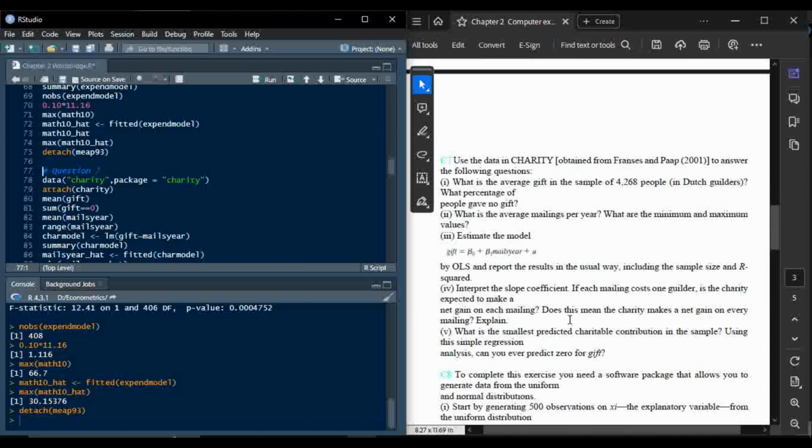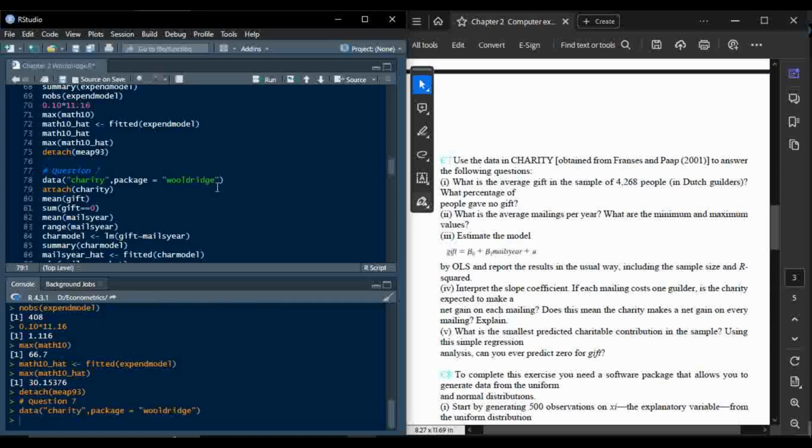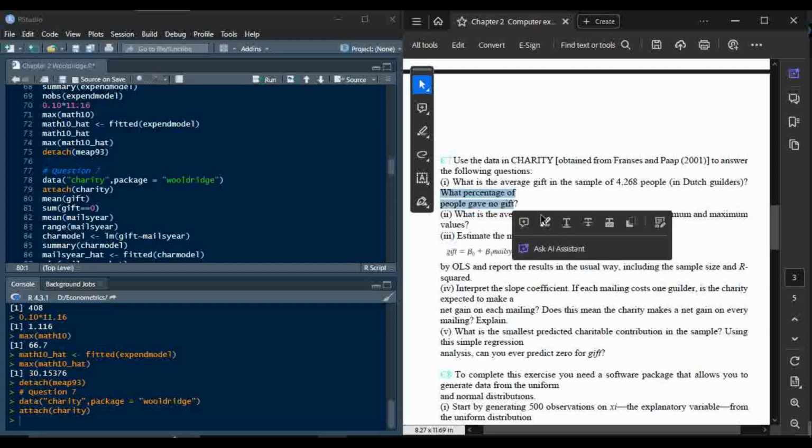Question number 7 uses the dataset charity. So let's pass this command data charity and package is Woolridge. Attach this dataset charity. Now let's look at the first question. What is the average gift in the sample of 4268 people in Dutch guilders? What percentage of people have no gift?